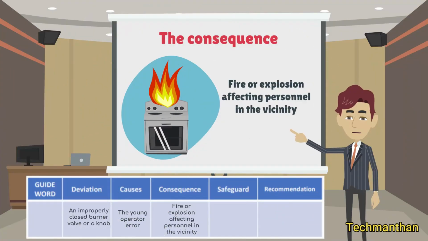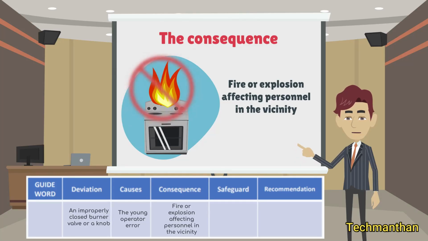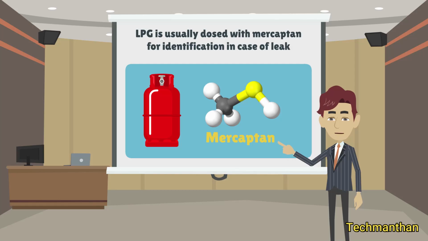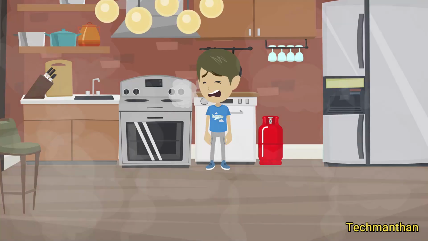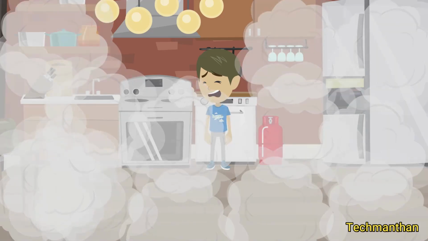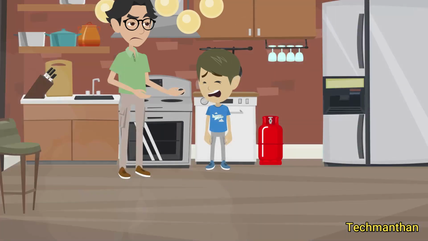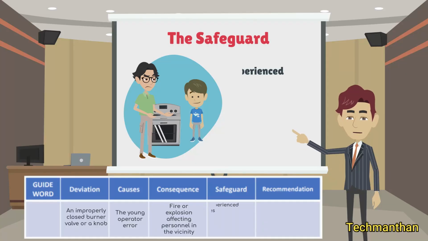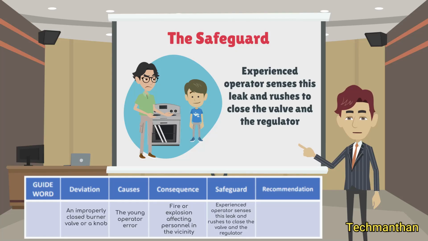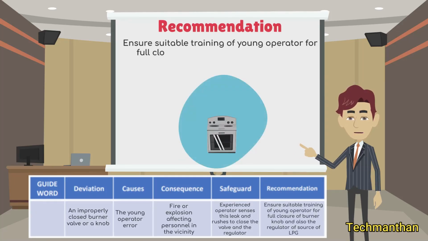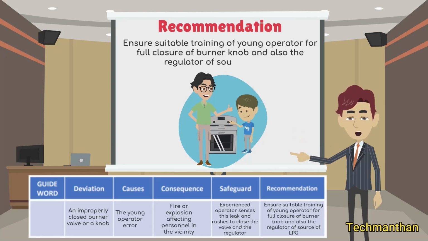In the above example, we need to analyze whether we can prevent or mitigate the scenario. LPG is usually dosed with mercaptan for identification in case of leaks. In the above example, the other member of the house, an experienced operator, Dad, senses this leak and rushes to close the valve and the regulator. In case there is a shortcoming in the safeguard provided, a recommendation may be provided to bridge this gap. A recommendation is provided to ensure suitable training of the young operator for full closure of the burner knob and also the regulator of the source of LPG.